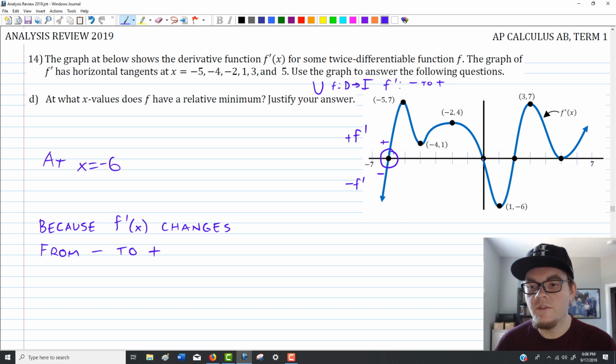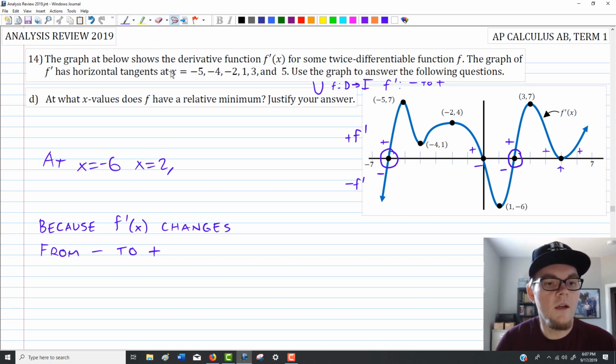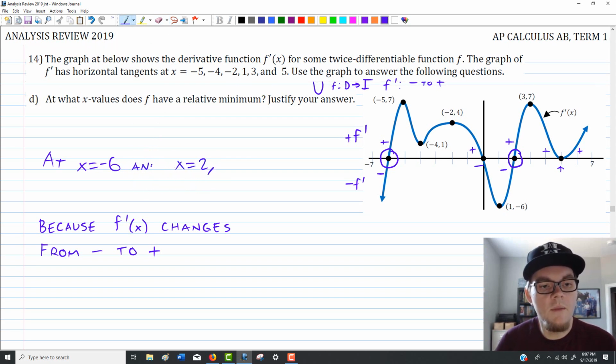Next candidate is x equals 0. Unfortunately, we go from positive to negative, so that's not a relative minimum. It's a relative maximum. The next one I see goes negative to positive, at x equals 2. And then our next candidate is any other 0. Well, right there, we see that it goes from positive to positive. And since f prime goes from positive to positive, it's not there either. So what I can do is be a little bit better here and say that it has relative minima at x equals -6 and x equals 2. That's just a terrible box.